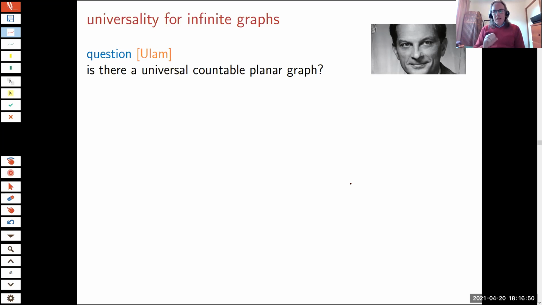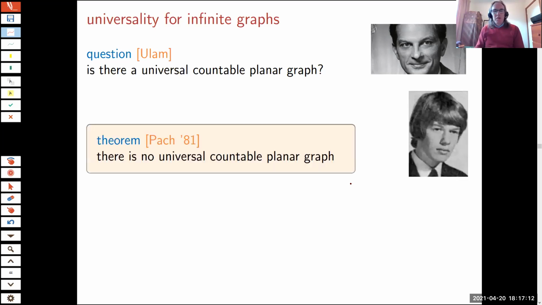Now, does that class contain a universal graph, meaning there is some graph U that is countable and planar, and it contains all of the countable planar graphs as subgraphs? That's a really good question, and it's not at all obvious what the answer is. That's why I asked the question, of course. But the answer was given by Pach in 1981.